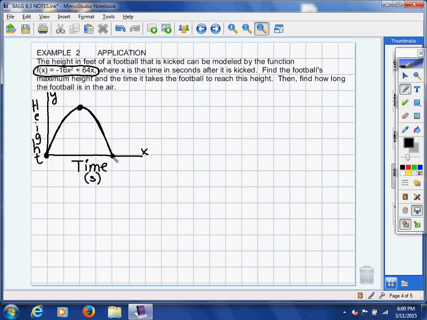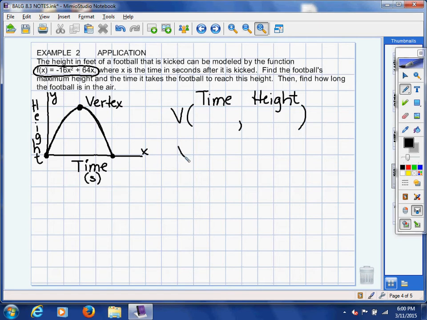So this maximum height is your vertex, and the vertex is going to tell you two really important pieces of information. Because remember, in a point, the x in this particular problem is time, and the y in this particular problem is the height. So if I calculate the vertex, I'm going to know not one piece of information, but actually two: how long it took me to kick the ball and reach its height, and then what that height was. I'm going to know those two pieces of information.